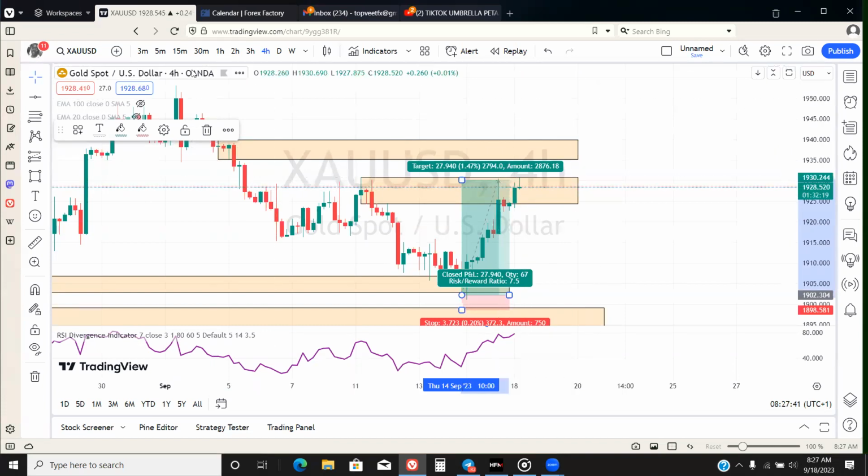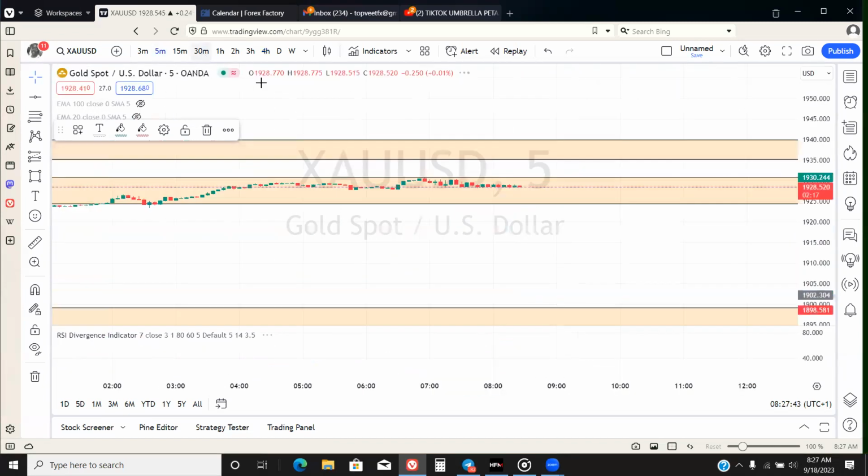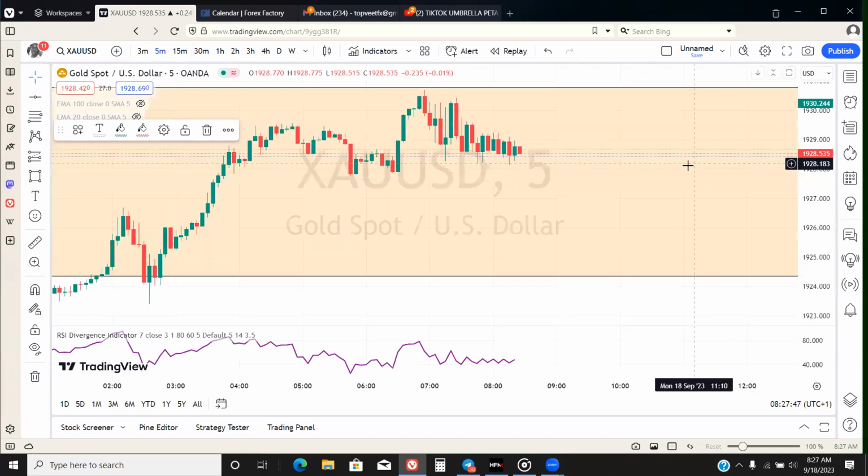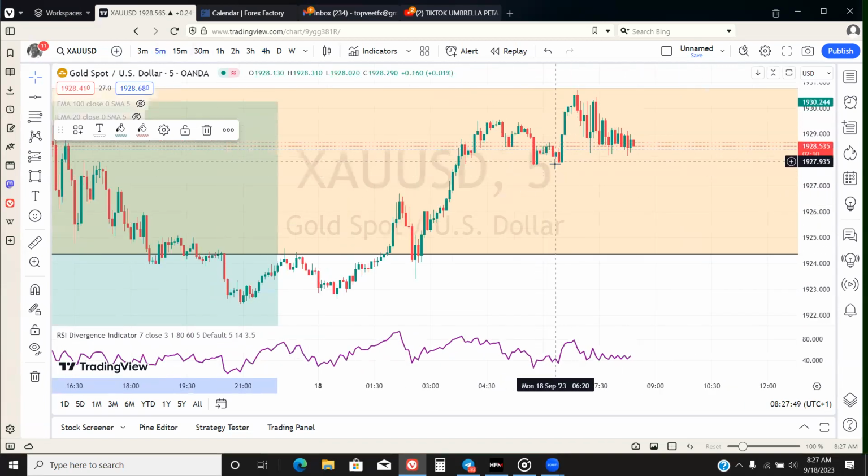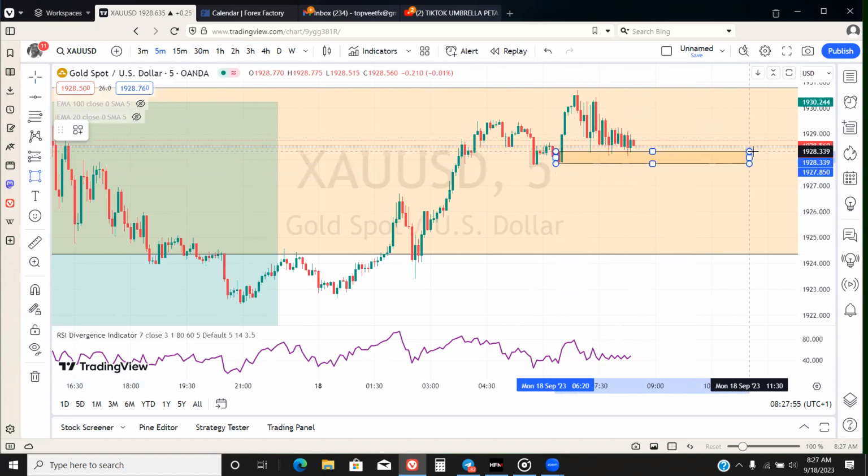But as you can see, if we scale down to 5 minutes, we can see that the market has been giving us a series of divergences to show and to prove to us that this market is about to make a very good sell downward.